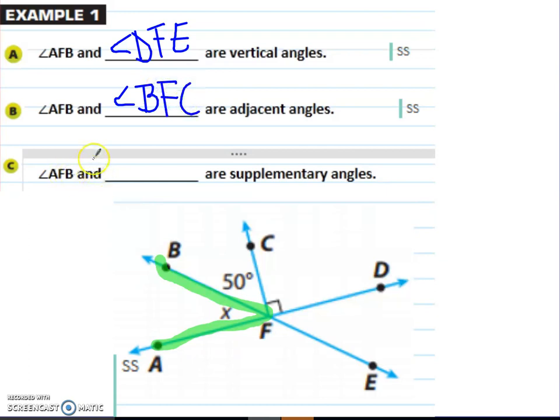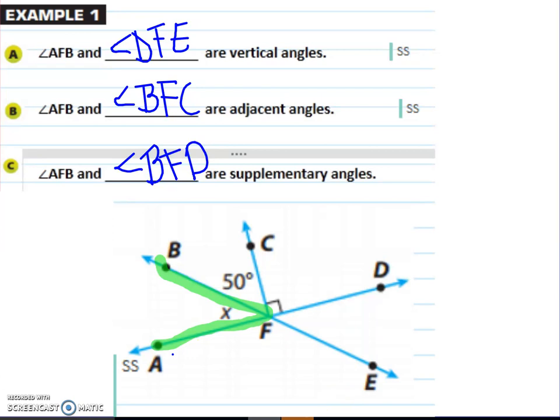Okay, AFB and blank are supplementary. So we have to add up to 180. So we could say BFD. That's not the only answer choice. We could have also said AFE. So there's a variety of things.